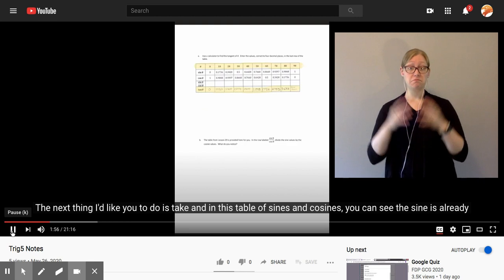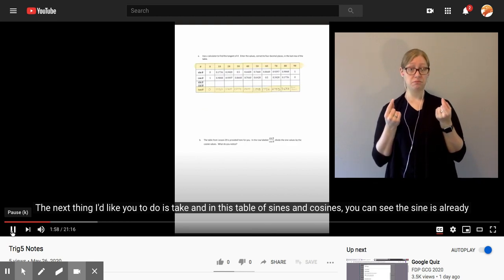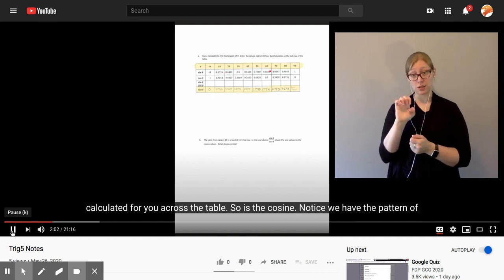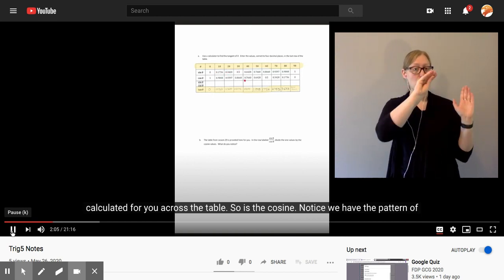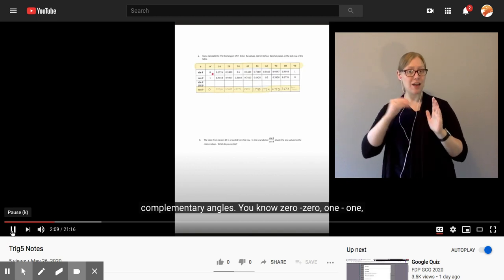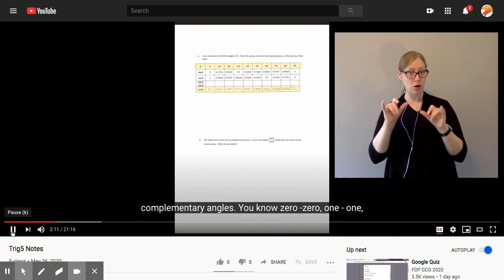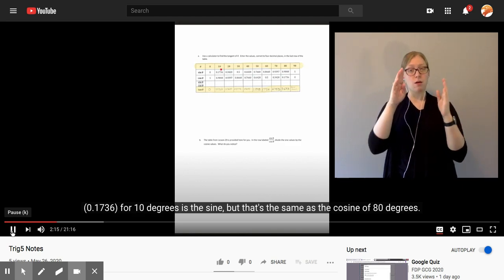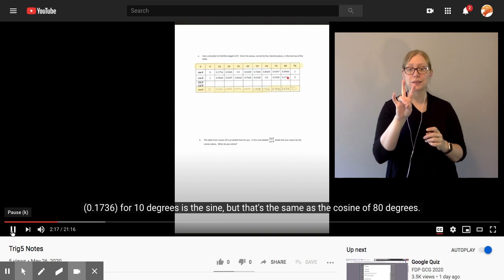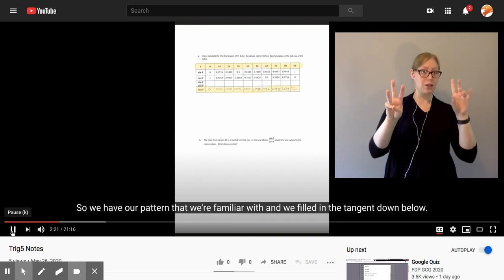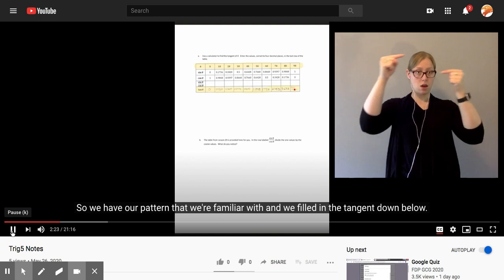The next thing I'd like you to do is look at this table of sines and cosines. You can see the sine is already calculated for you across the table. So is the cosine. Notice we have the pattern of complementary angles: 0, 0, 1, 1. 0.1736 for 10 degrees is the sine, but that's the same as the cosine of 80 degrees. So we have our pattern that we're familiar with, and we filled in the tangent down below.